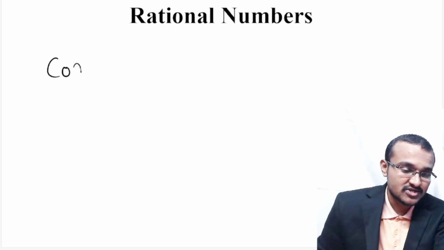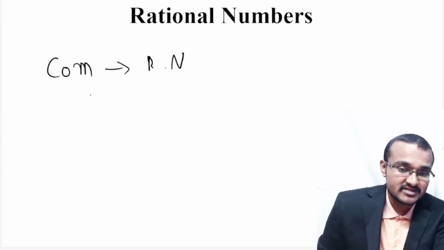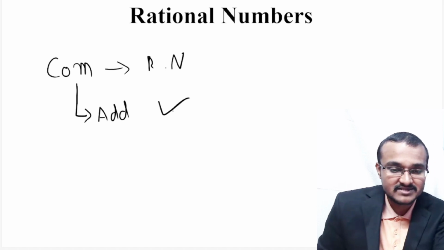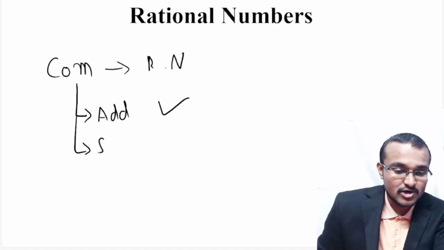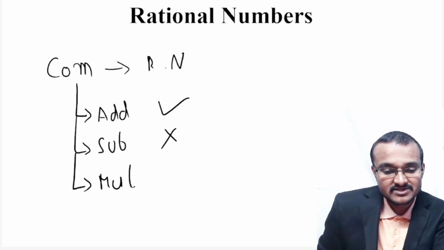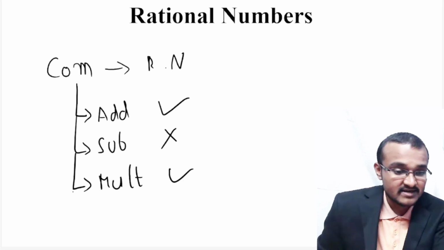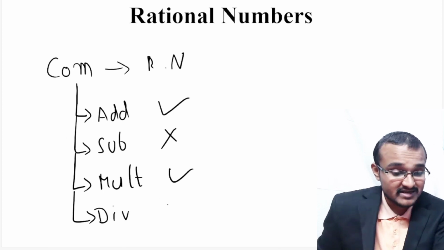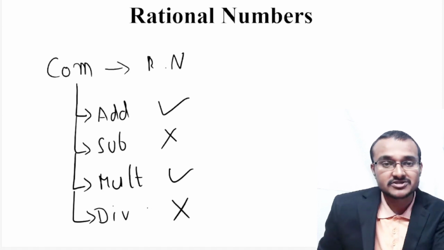So coming to the conclusion of the commutative property for rational numbers, commutative property under addition for rational numbers is satisfied. Commutative property under subtraction for rational numbers is not satisfied. Commutative property under multiplication for rational numbers is satisfied. Commutative property under division for rational numbers is not satisfied.